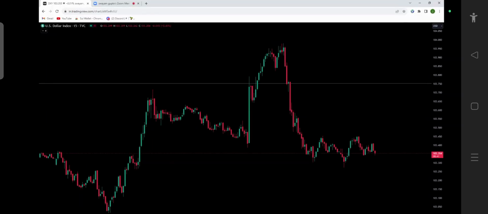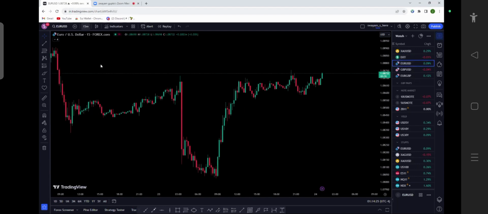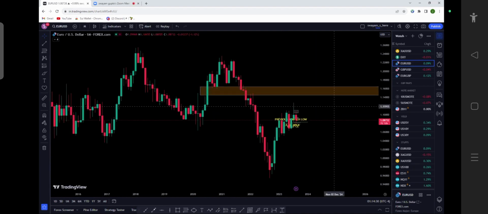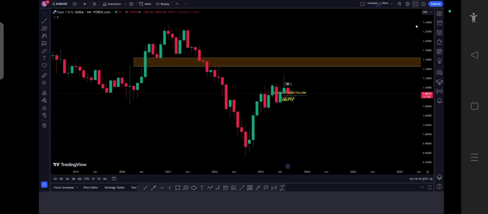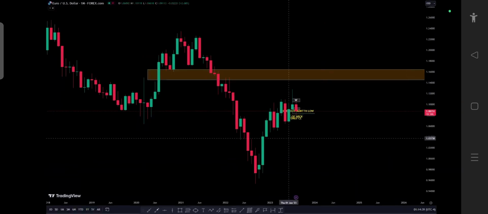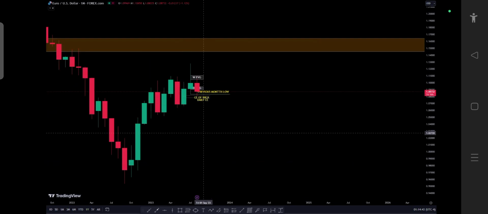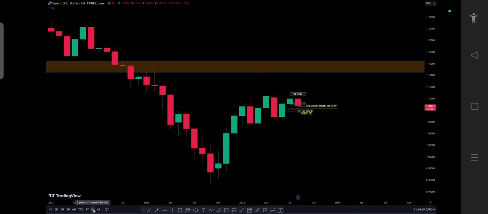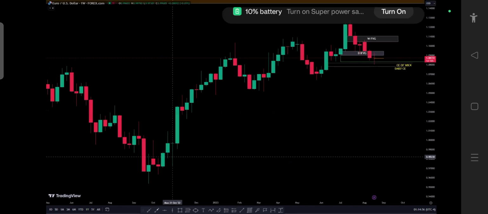And now going to the Euro monthly time frame. Euro, we have taken out the previous month's low, and down candles are there. It looks like we are expanding.